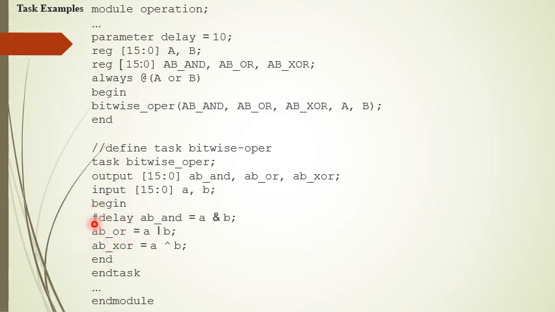Inside that, I have used the parameter declared, for including delay here. So #delay means that the delay value will be substituted here, that is 10. AB_AND equal to A and B. AB_OR is A or B, and AB_XOR is A XOR B. These are simple operations, and endtask.